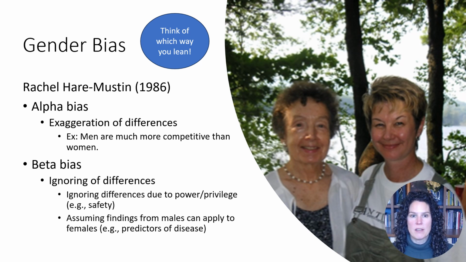aren't emotionally expressive. Beta bias is about ignoring differences between males and females, and these might be differences due to power or privilege, like ignoring women's safety issues or concerns, or it might be assuming that if we do all of our research on young males, that translates to young females. Anything about males translates to female physiology. So I think what these two biases help us understand is that we are trying to be aware of the potential to go in one direction or another and try to avoid either extreme.